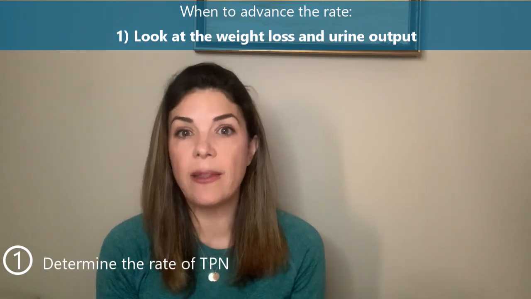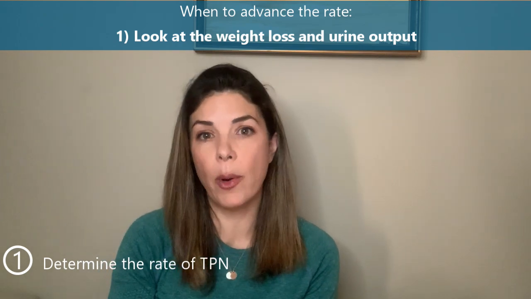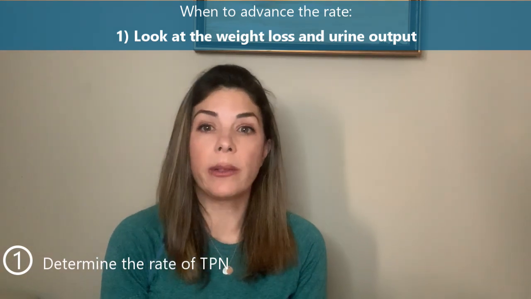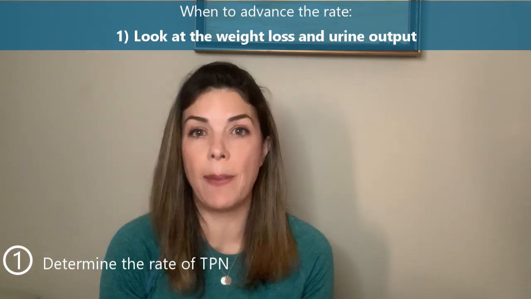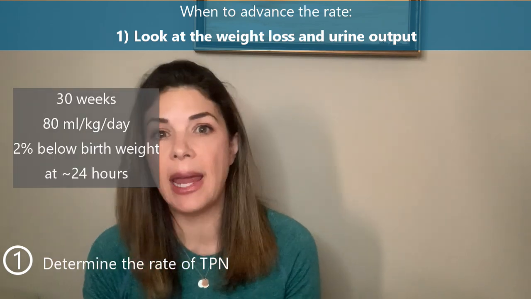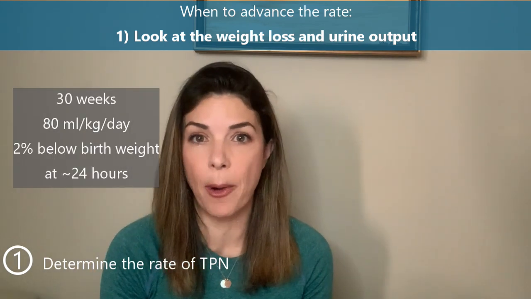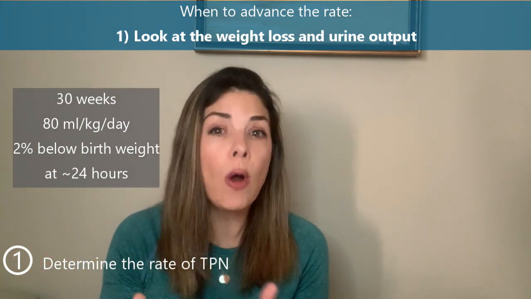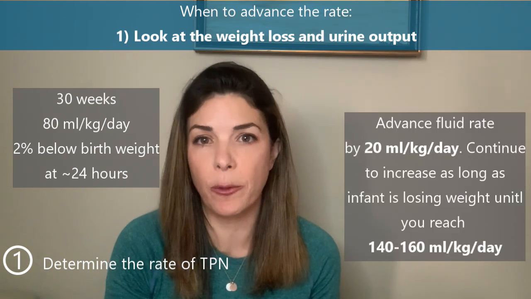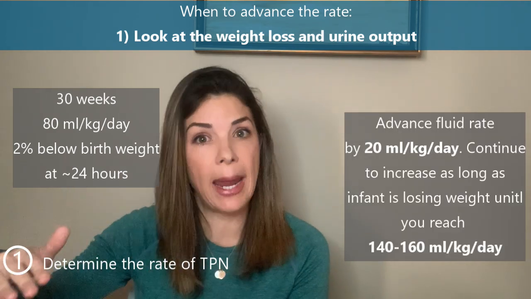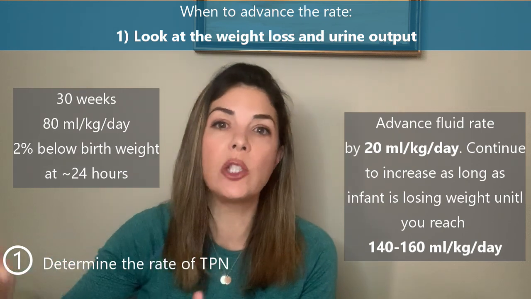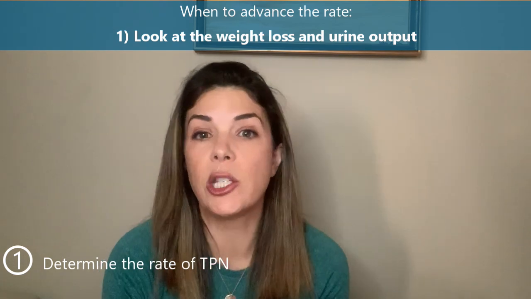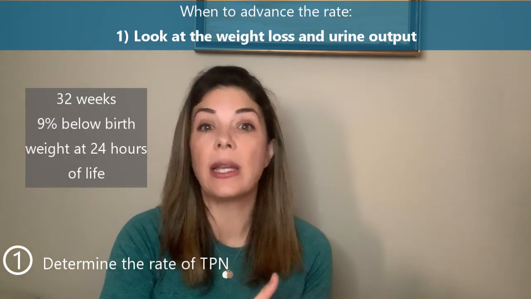When you finally see that the baby is actually losing weight, at that point, you can start going up on the fluid volume. So, for example, you started a 32-weeker on 80 mLs per kilo per day, and the next day you see that they're down 2% from their body weight. At that point, you could advance their fluids by, normally, about 20 mLs per kilo per day. And you go up every day as long as they're losing weight until you reach 140 to 160 mLs per kilo per day.